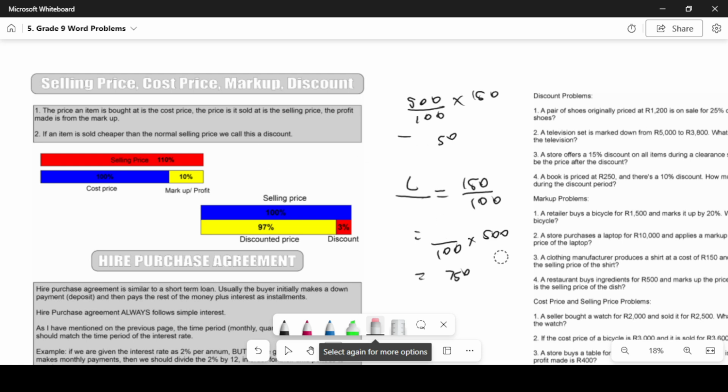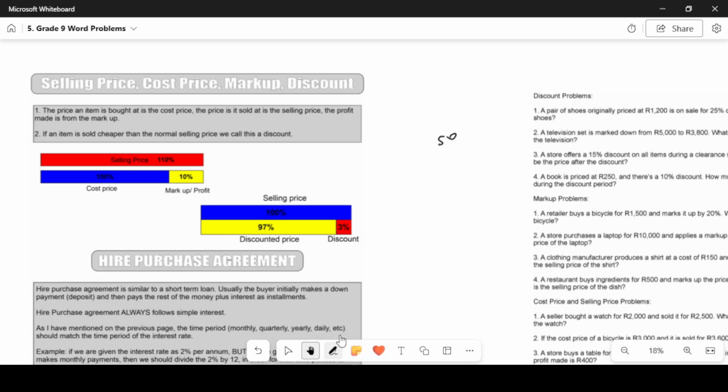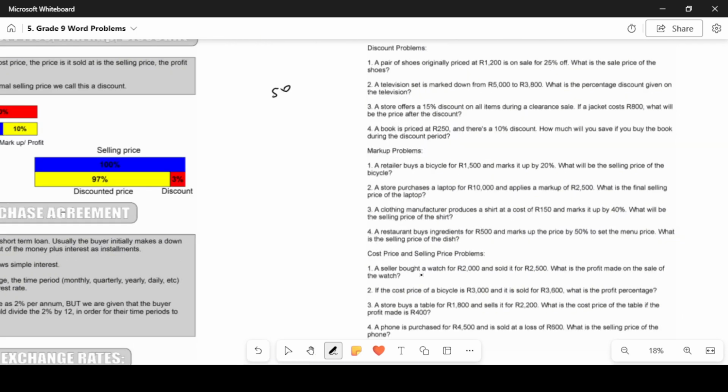All right, let's move on to the next part. Selling price, cost price, same diagram we can remember. Look at that diagram there, right? A seller bought a watch for 2,000 and sold it for 2,500. What was the profit made on the sale? Bought it for that cost price. Selling price is 2,500. Profit is 500.